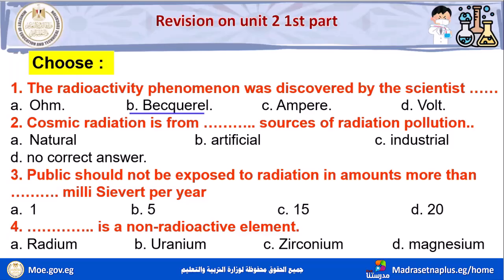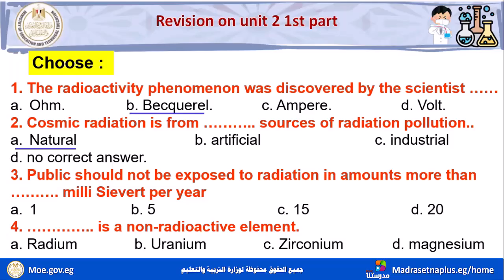Question number 2, cosmic radiation is from space sources of radiation pollution. Letter A, natural. Letter B, artificial. Letter C, industrial. Letter D, no correct answer. Cosmic radiation is from natural sources of radiation pollution.